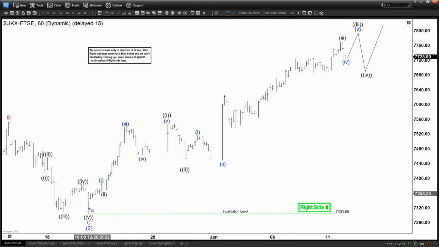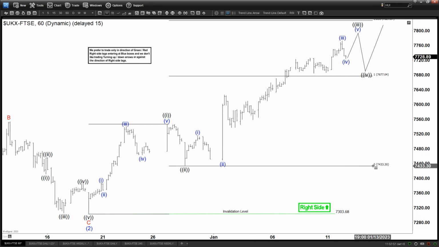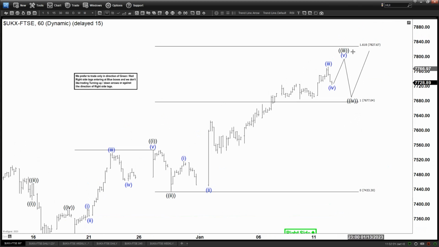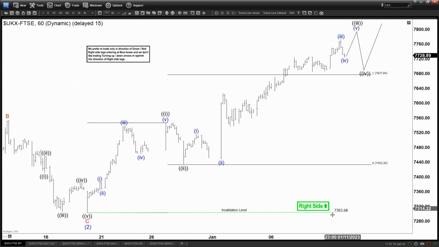If you do the extension analysis, currently we are within the 100% extension area. We can still see a little bit more upside until it hits the 1.618 to finish this wave 3 right here, and then get a pullback and then higher again. So as long as we stay above this 7303, any kind of pullback should continue to find support and buyers and continue to go higher, right?